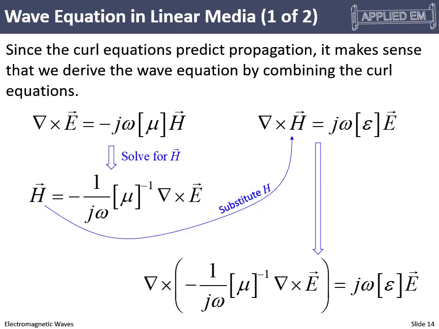The next thing we're going to do is take this 1 over j omega, and we can bring it to the outside of the curl operations because it's a constant. It's not a function of position. We can then take that j omega and bring it over to the other side of the equation. The j's will cancel to give us a -1. We'll end up with an omega squared. So this happens on the next slide.